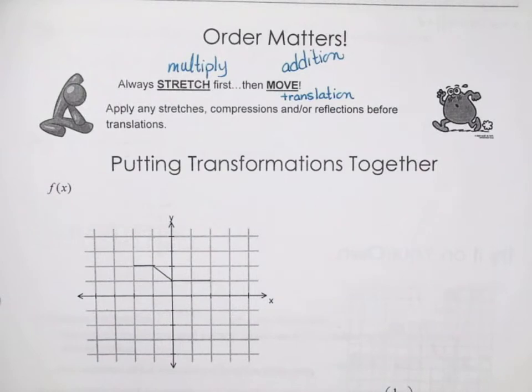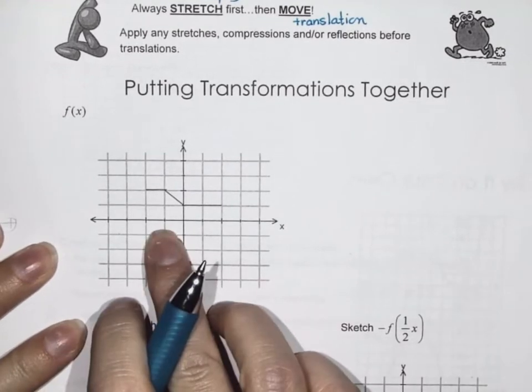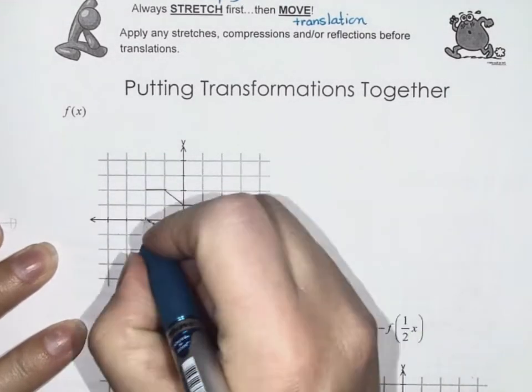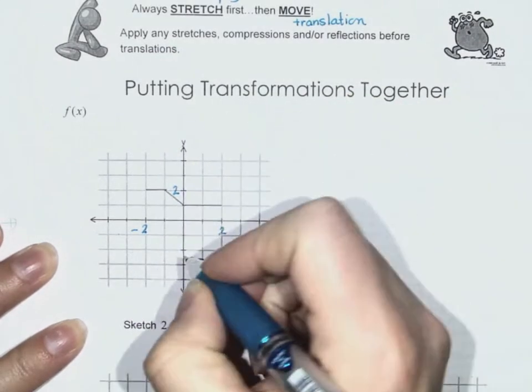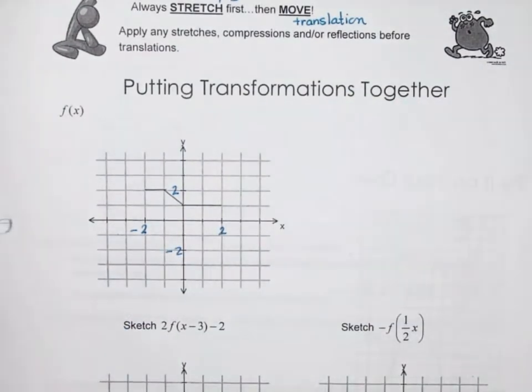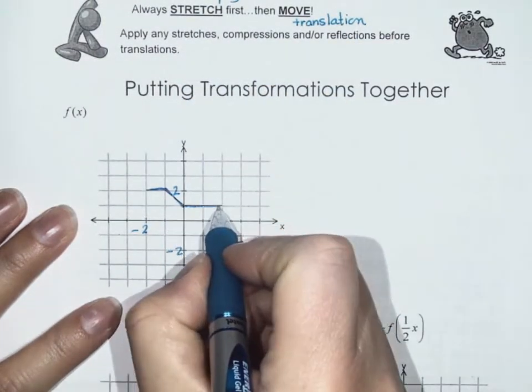All right, putting transformations together. That's what we're going to do today. So this is our parent function right here. And so let's label some points on it. I will tell you that that's -2 and that's +2. That's 2 and that's -2. Hopefully that's helpful. If you can't see that, it's kind of hard because it's right on the lines.